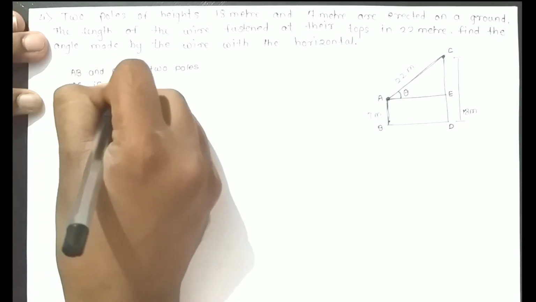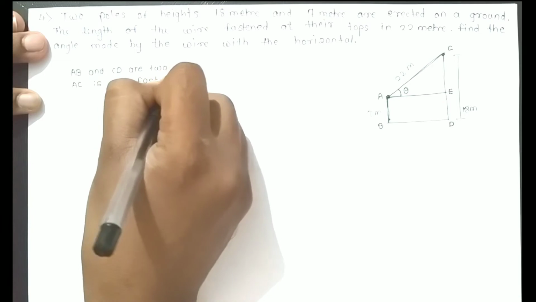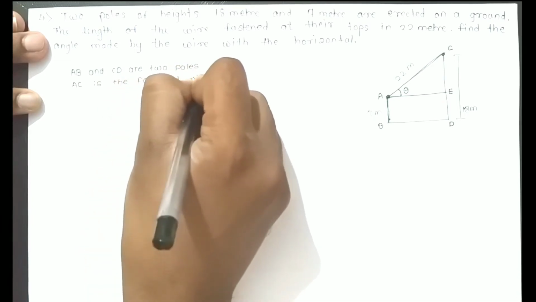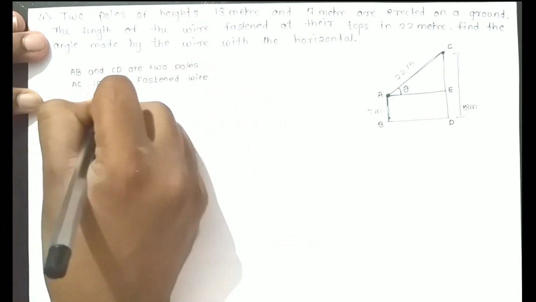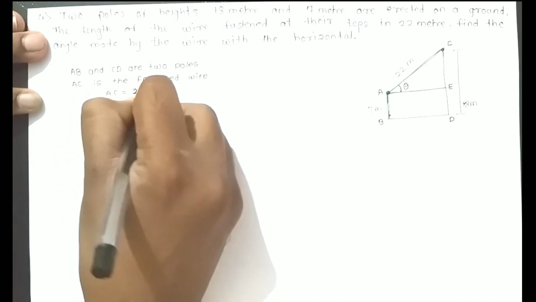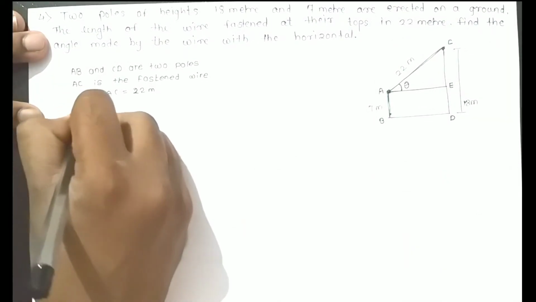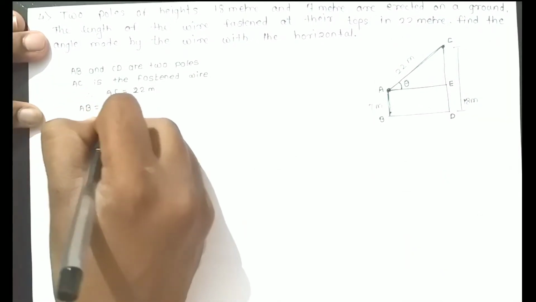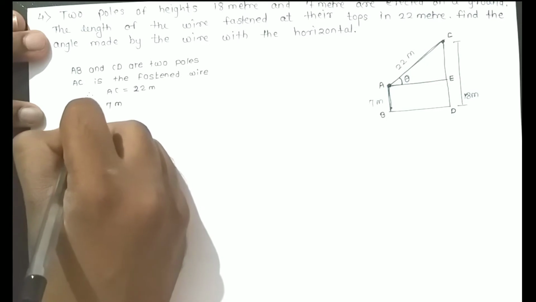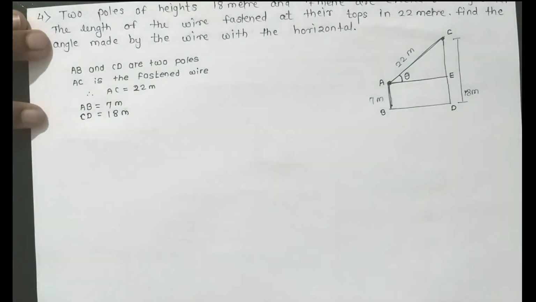AC is the fastened wire. So AC is equal to the length of the fastened wire, which is 22 meter. AB pole is equal to 7 meter. CD pole is equal to 18 meter.